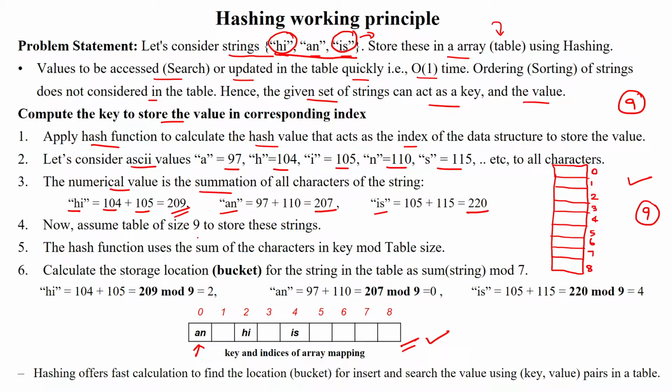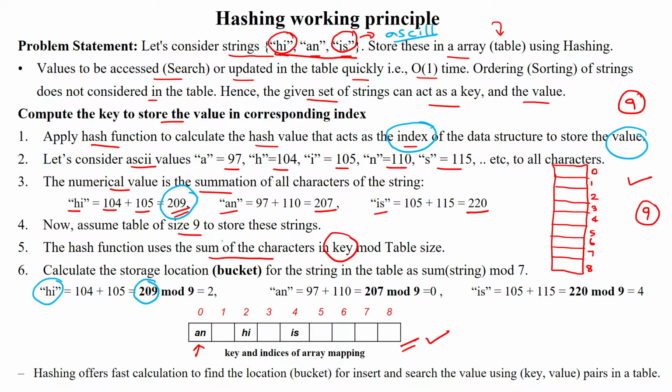Now we are going to apply the hash function by using the table size 9. So the hash function uses the sum of these characters as a key. Already we have discussed that the given input string acts as both key and value, right? So now we apply the summation of the ASCII values of each word as a key. So here 209 is the input key for the word hi.